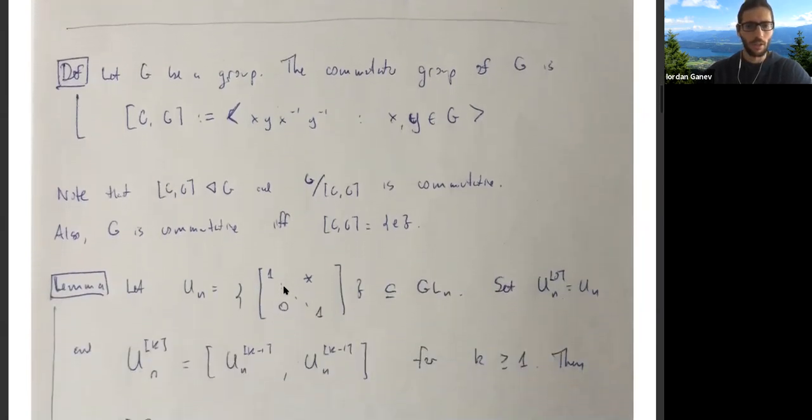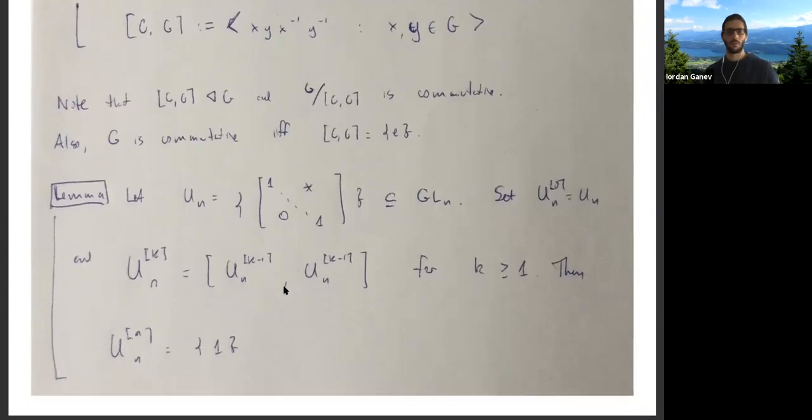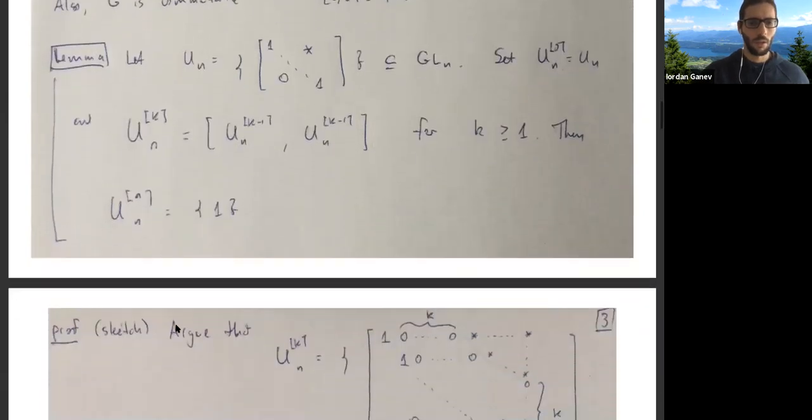Okay, so what do we need to know about commutators? Well, this is the lemma. If we have U_n, the subgroup of upper triangular matrices with ones along the diagonal, then I'm going to set, this is just notation, U_n bracket 0 is just U_n itself, and U_n bracket k is the commutator of U_n bracket k minus 1 with itself. So U_n bracket 1 is just the commutator of U_n. The claim is that if we do this process n times, if we take successive commutators n times, then we just get the identity, the trivial group. Why is that? It's pretty easy to show.